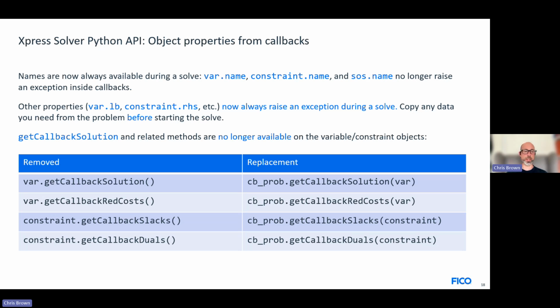So for other data, besides the name, such as bounds, right-hand sides, that kind of thing, you'll need to make a copy of that data in a local array, for example, before you start the solve, if you want to access it from a callback.